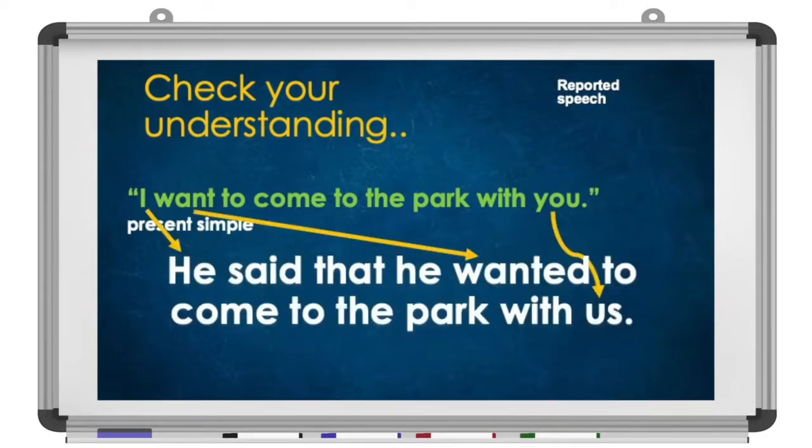Let's check the sentence. He said that he wanted to come to the park with us. Now I changed into he. Want became wanted. You became us. It doesn't have to be I.